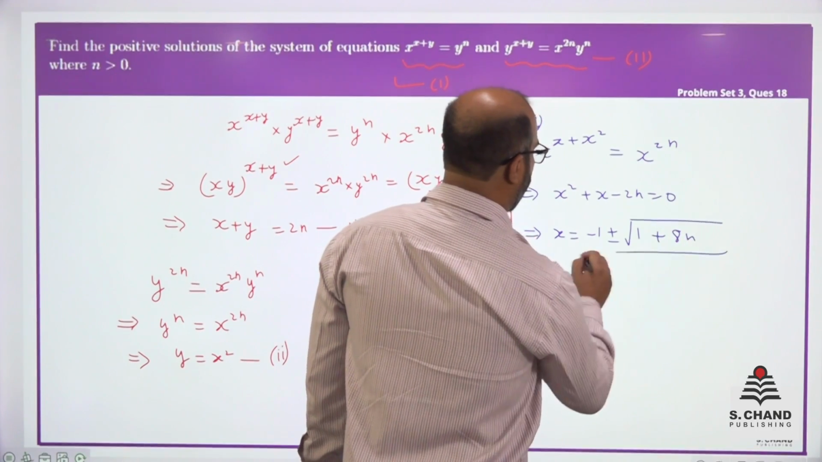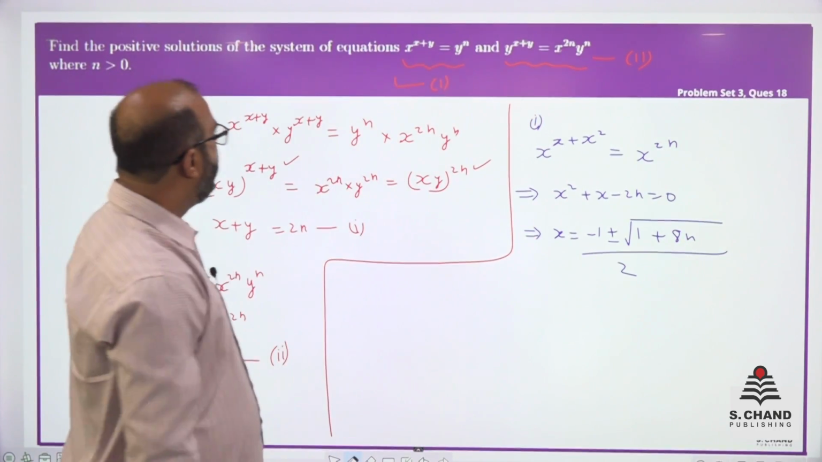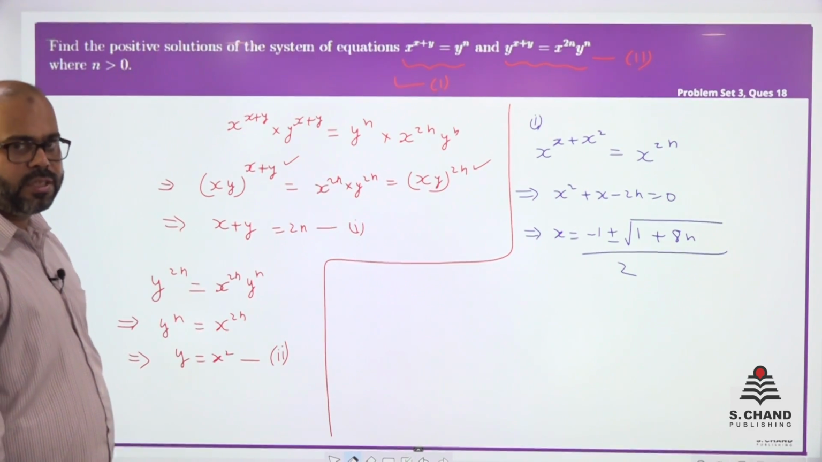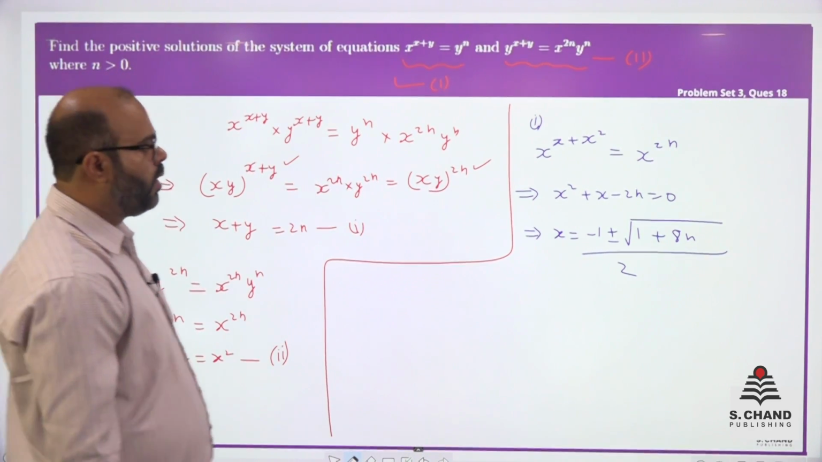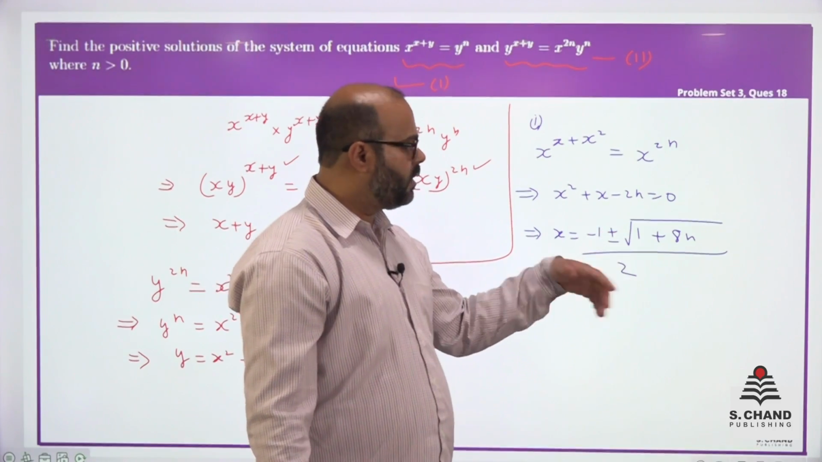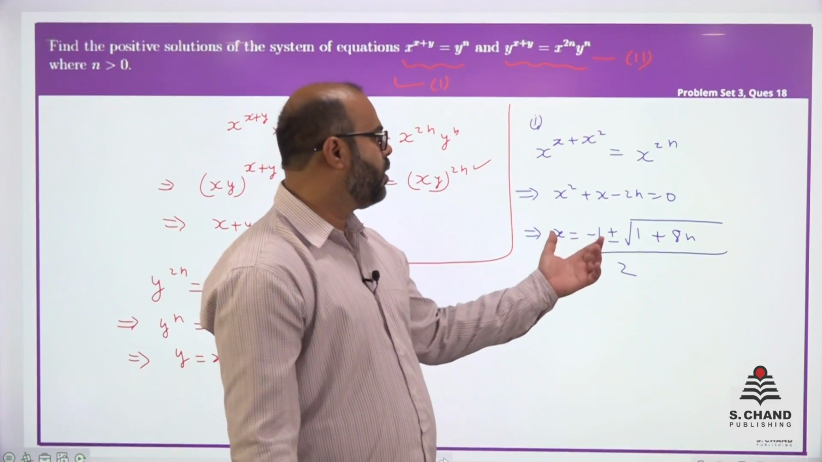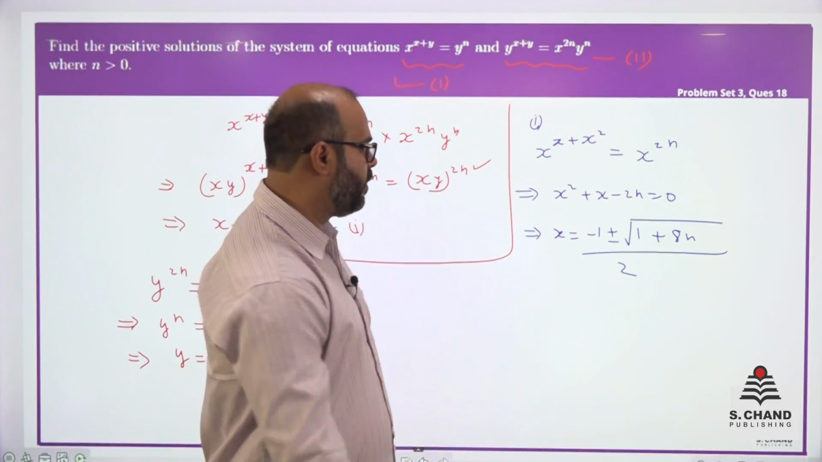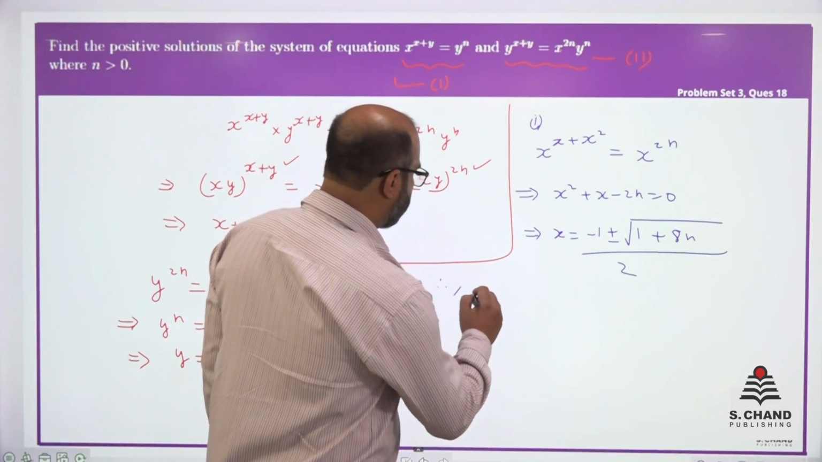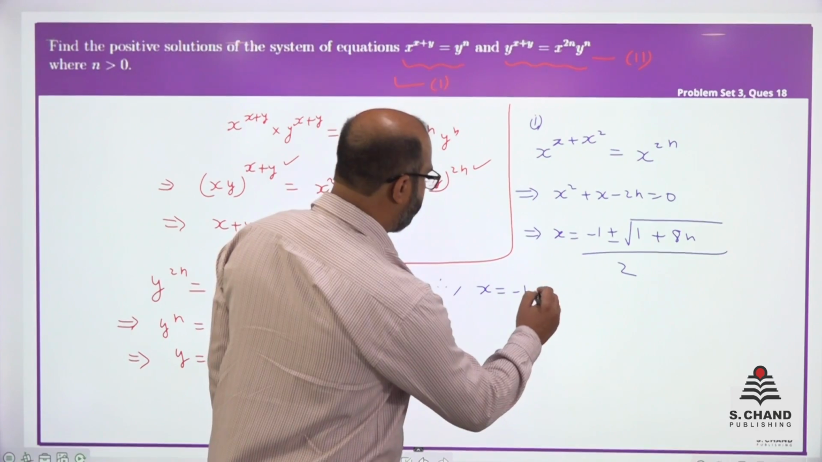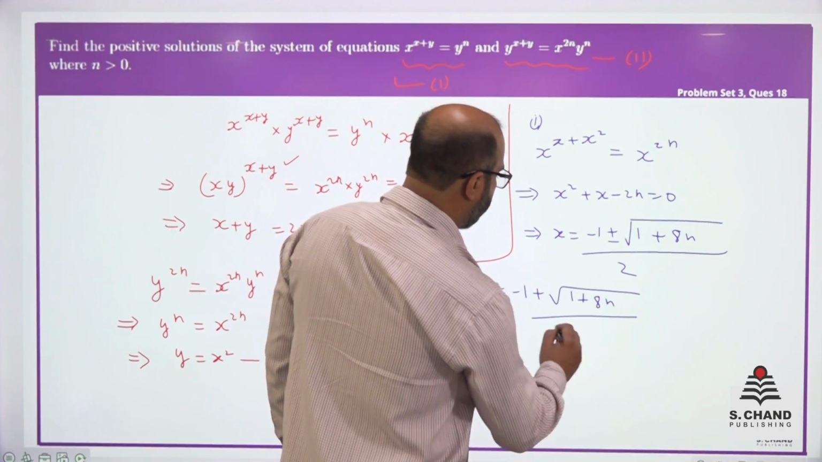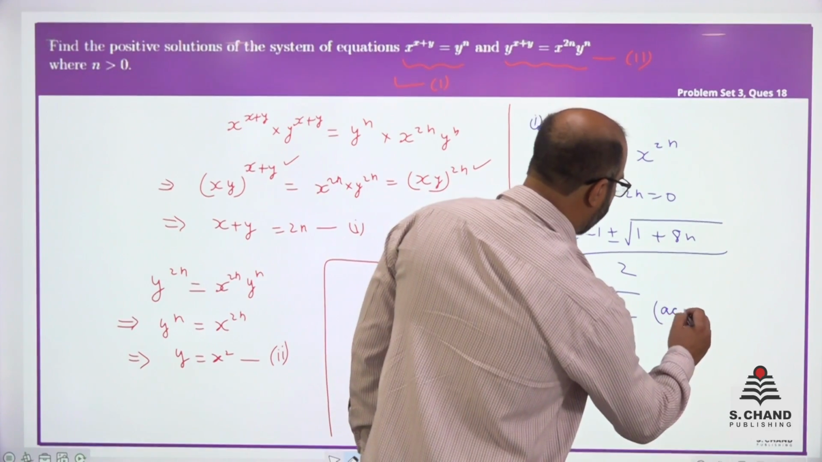4ac upon 2a. Now, here find the positive solutions, that is x is positive and y is positive. If you take plus sign, then it is okay, it is a positive solution, but if you take minus sign, it will be a negative solution, and you do not have to take negative solution. So, the value which is acceptable is x is equal to minus 1 plus root over 1 plus 8n upon 2. This is acceptable.